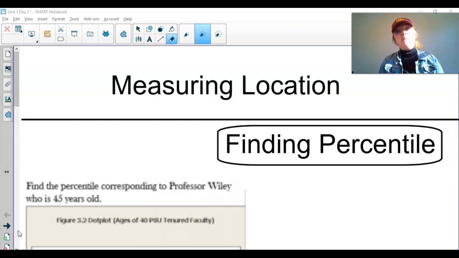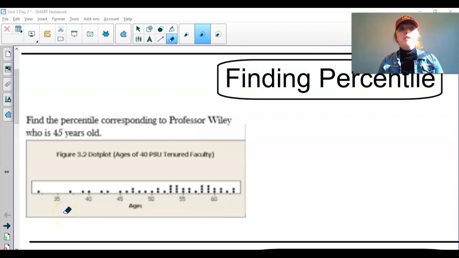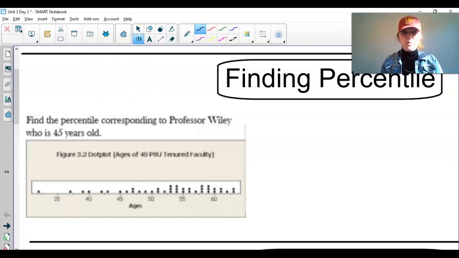So the first one is about finding percentile. Finding percentile is one way that we can measure location within a distribution, okay? So I have a graph here that says, find the percentile corresponding to Professor Wiley, who is 45 years old. What we want to do is look and say, where is the age 45? The age 45 is right here, okay?